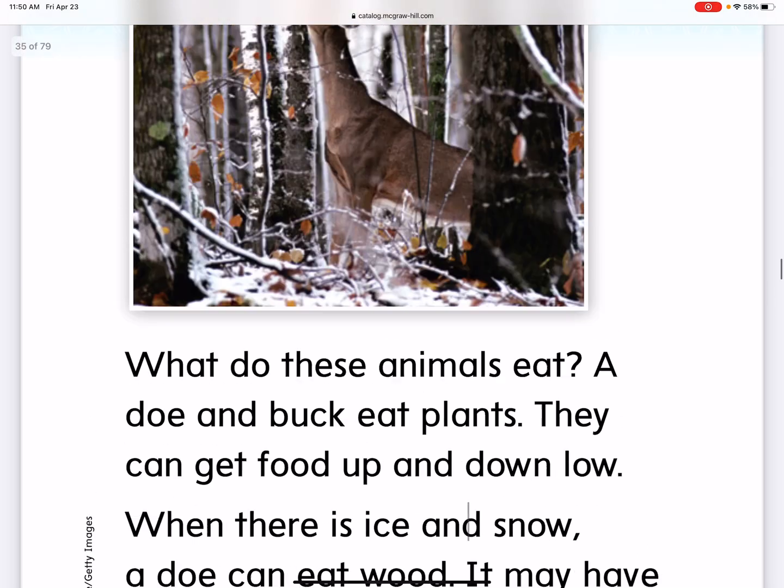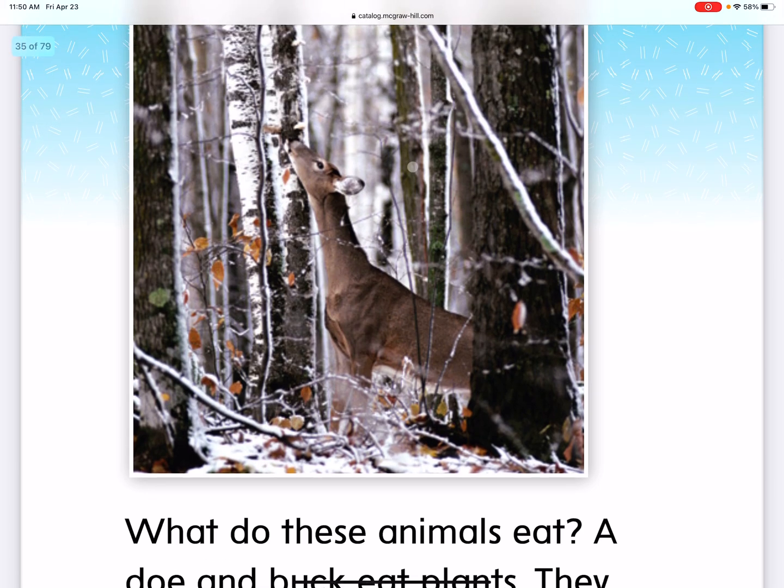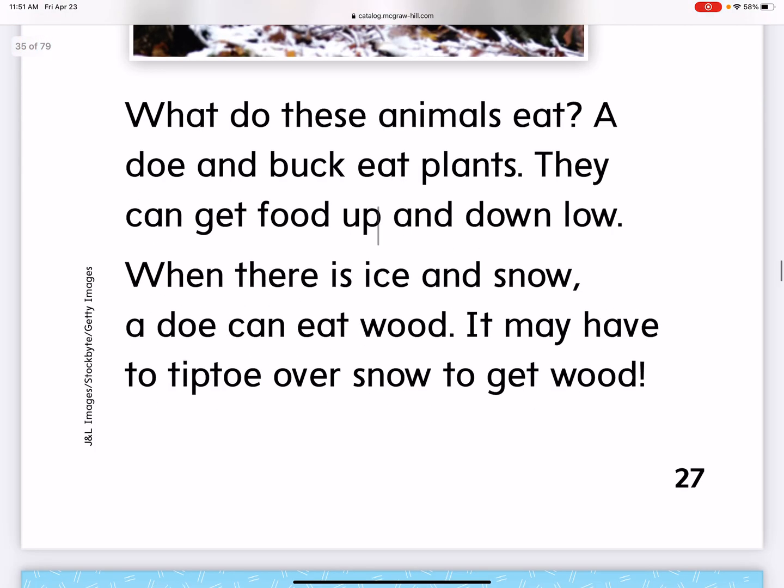So the deer looks like it's licking the bark of the tree, but it's actually eating the bark because there's not a lot of food during the wintertime. And you can see that it is winter since the trees are bare. They have no leaves. You see some, but not a lot as you would in the summer and springtime. And you can see snow on the ground and on the trees.